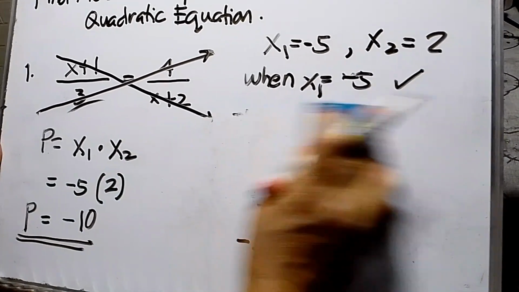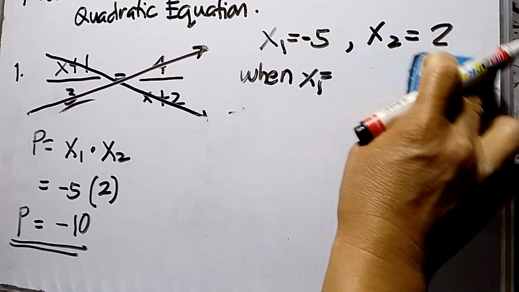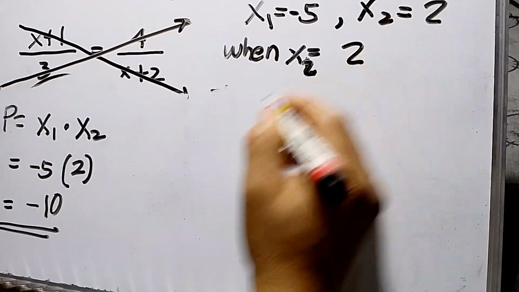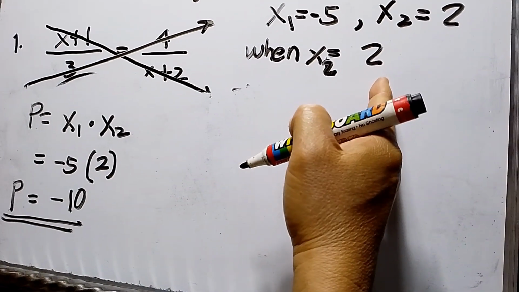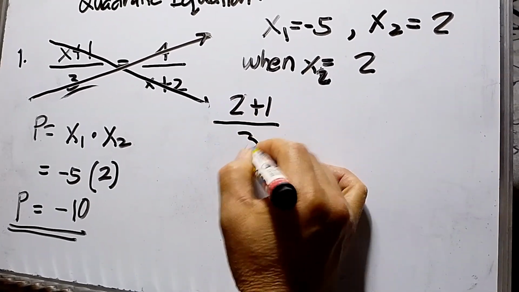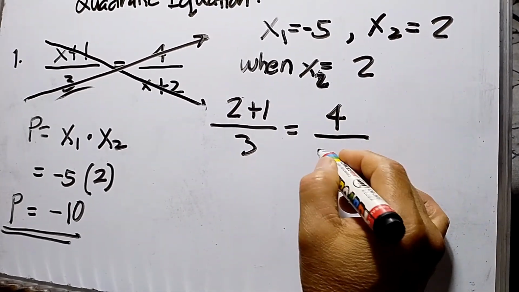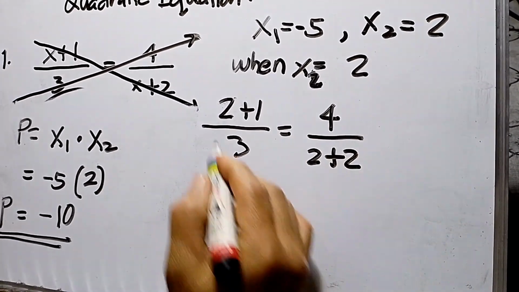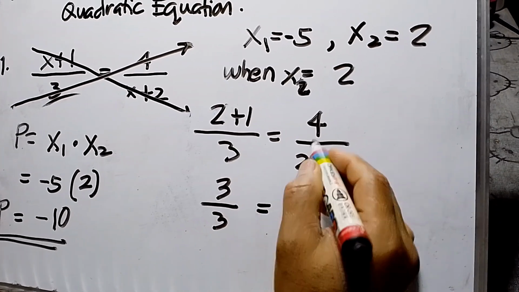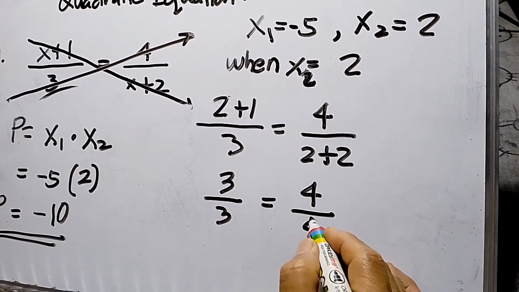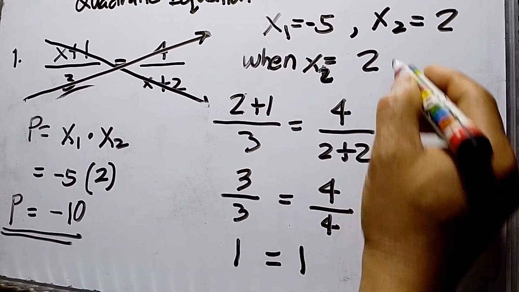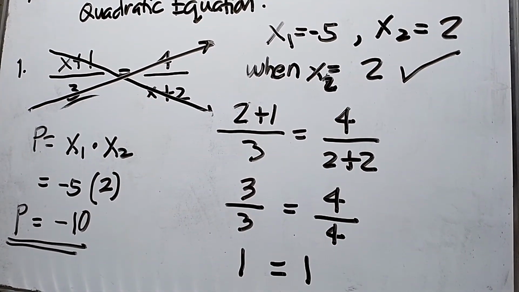Now let's go to the next root, which is x2 is equal to 2. So I need to substitute x equals 2 to the given equation. So this will be 2 plus 1 over 3 is equal to 4 over 2 plus 2. So 2 plus 1 is 3 over 3 is equal to 4 over 4, since 2 plus 2 is 4. So 3 divided by 3 is 1 is equal to, this one is 1 also. So therefore x sub 2 is correct.